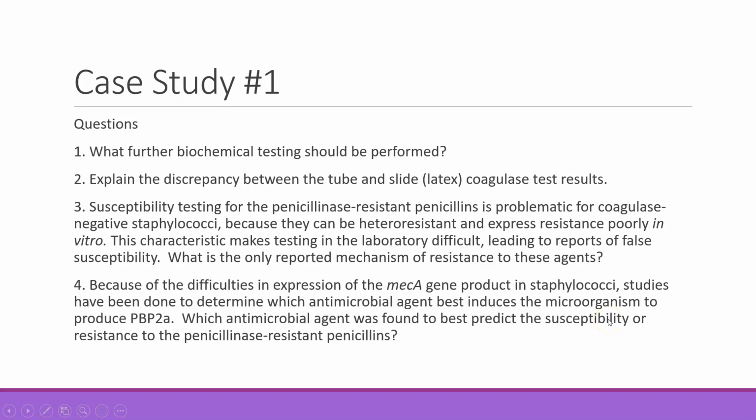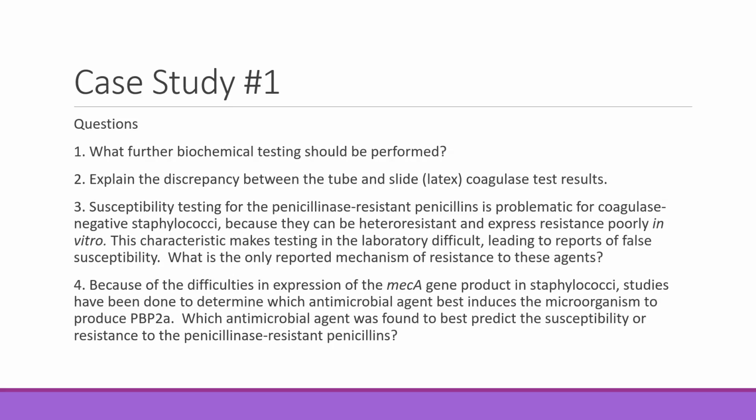Okay. So for case study 1, what further biochemical testing should be performed? PYR is one test that can be done. Beta-galactosidase and VP will differentiate among the tube coagulase positive Staphylococci. In this one, it's likely Staphylococcus epidermidis. This one is VP negative and PYR positive and is a pathogen in dogs. It was probably acquired from the mother while working in the veterinarian's office.